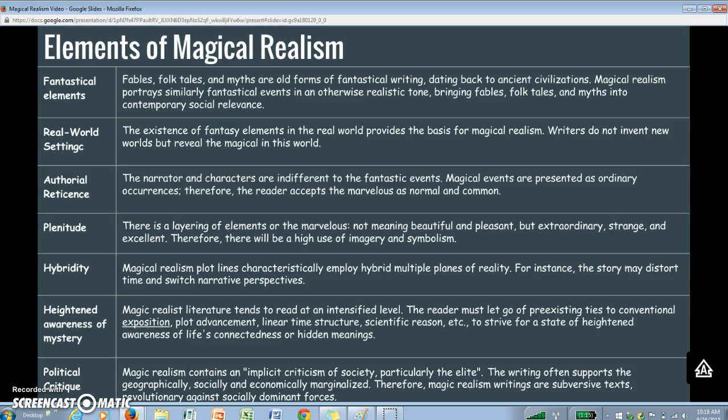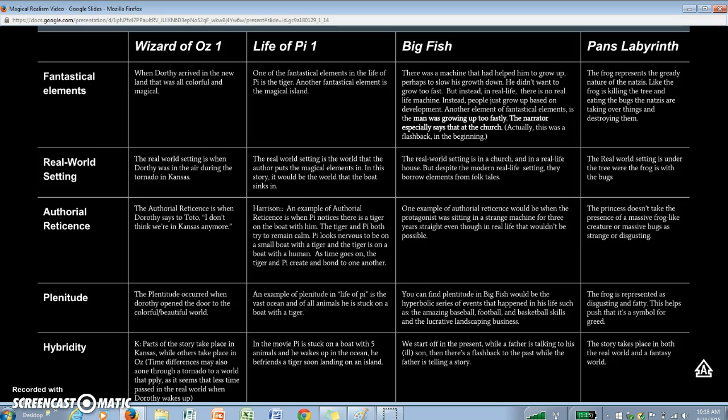So in class, you saw these elements of magical realism that included fantastical elements, real-world setting, authorial reticence, plenitude, hybridity, heightened awareness of mystery, and political critique. Then, watching one of 4 videos, you completed your own table explaining how each of these elements appeared in a clip that you watched.